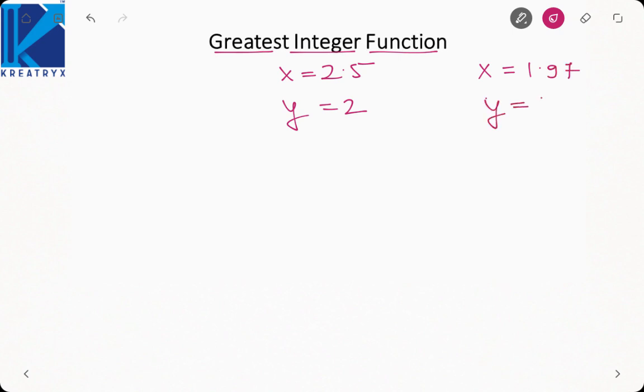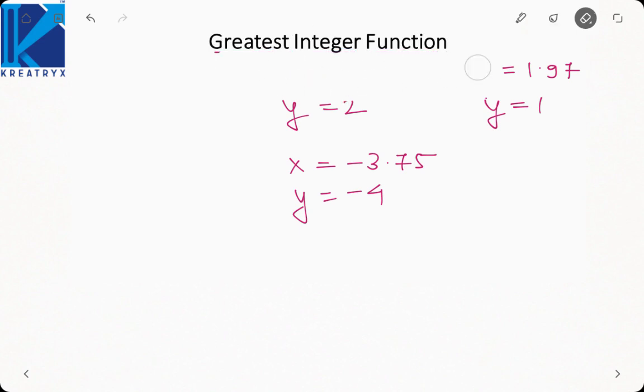Suppose it is minus 3.75. What is the greatest integer that is less than this? That is minus 4. That is, I want the integer to be less than this, but among all the integers which are less than this value, it must have the highest value. Because even minus 5, minus 6, minus 7 are less than minus 3.75. But among them, the highest is minus 4.